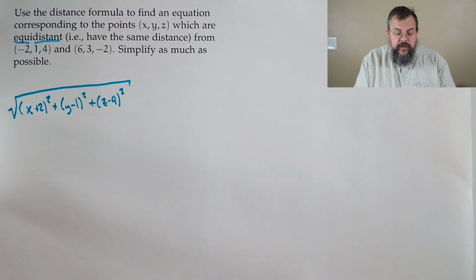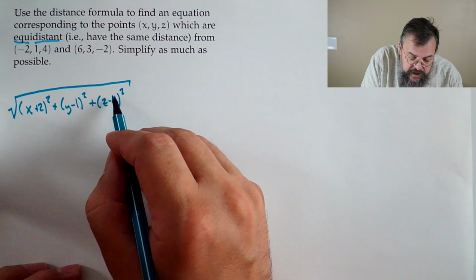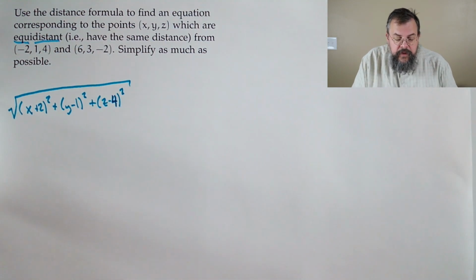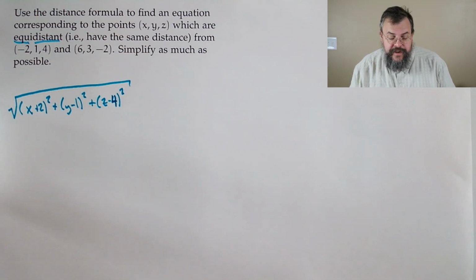All right, so that's the distance from x, y, z. That, by the way, looks dangerously like, I just emphasize, that is a 4, to the first point, -2, 1, 4. Now, the next thing is we write down the distance to the other point.